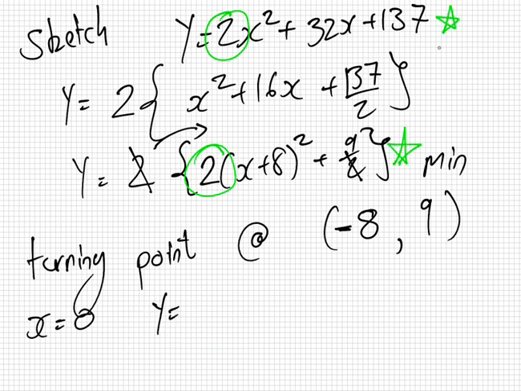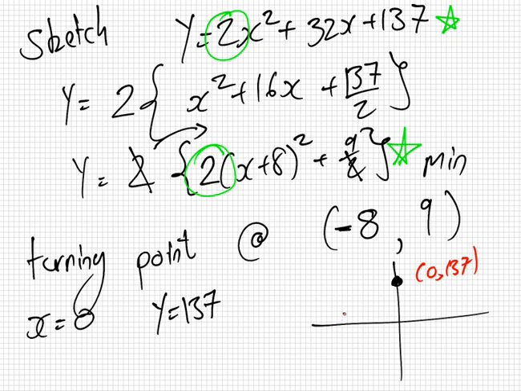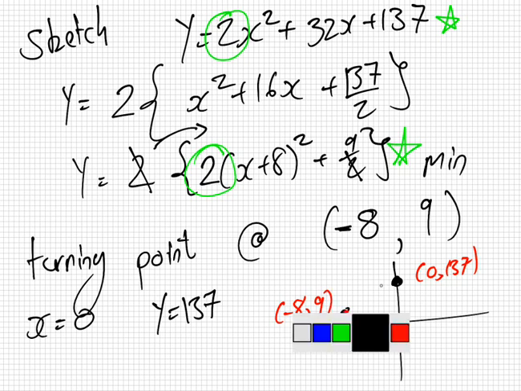So let's find where it crosses the y-axis and where it crosses the x-axis. First, let's do where it crosses the y. How do I find that? We let x equal 0. So if x equals 0, y equals 9. So this is our first point, (0, 9).